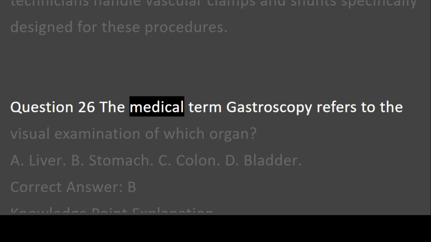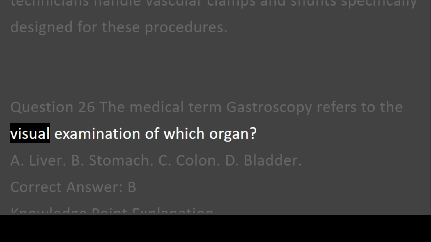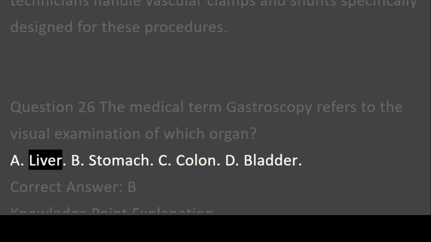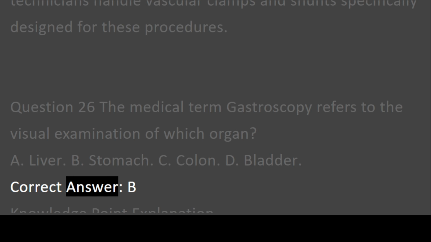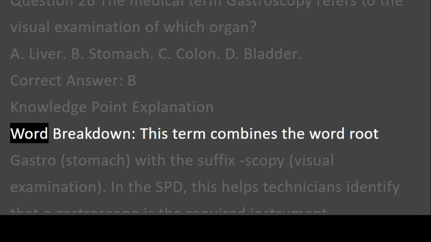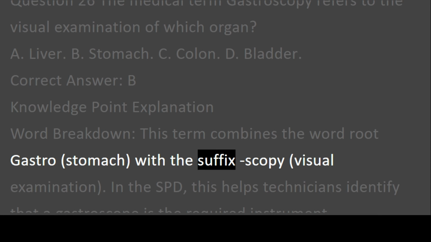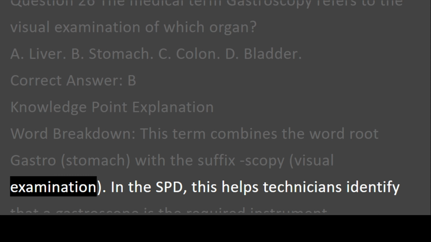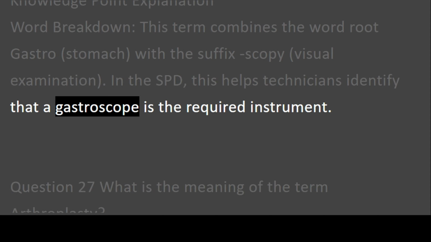Question 26. The medical term gastroscopy refers to the visual examination of which organ? A. Liver. B. Stomach. C. Colon. D. Bladder. Correct answer, B. Knowledge point explanation. Word breakdown. This term combines the word root gastro, stomach, with the suffix scopy, visual examination. In the SPD, this helps technicians identify that a gastroscope is the required instrument.